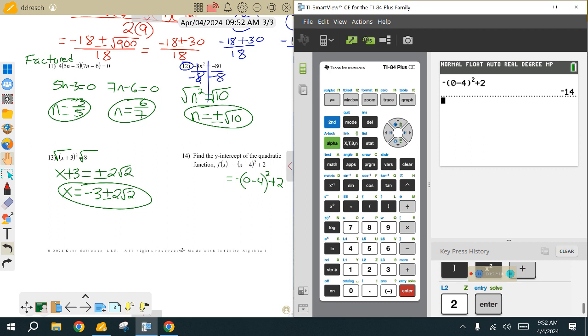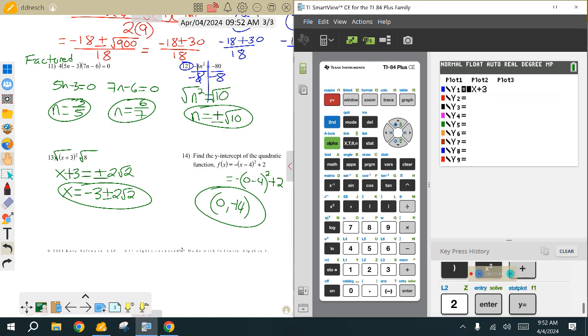Somebody get negative 14? If you're not getting negative 14, check me. I saw some heads nod. It means that you didn't type it in correctly. Okay? So on that quadratic, the y-intercept is (0, negative 14). If you were to graph this out, unfortunately we've run out of time. We're not going to have enough time to talk about that.